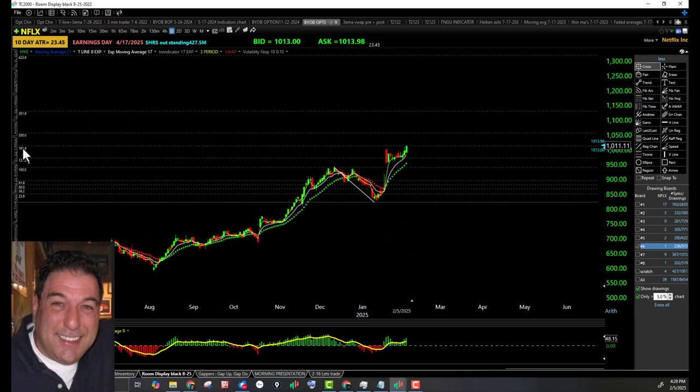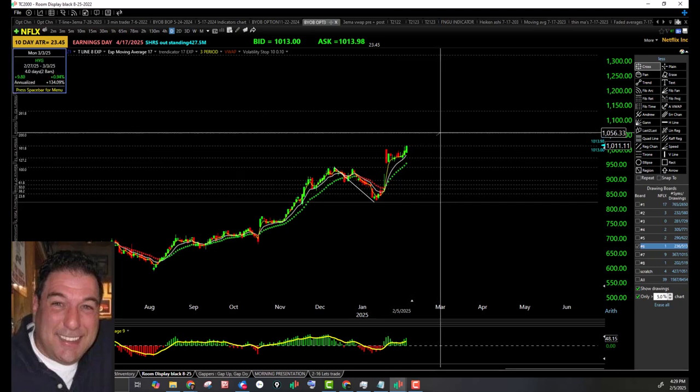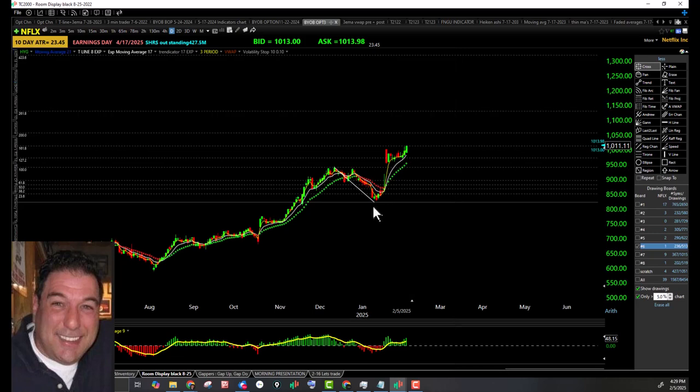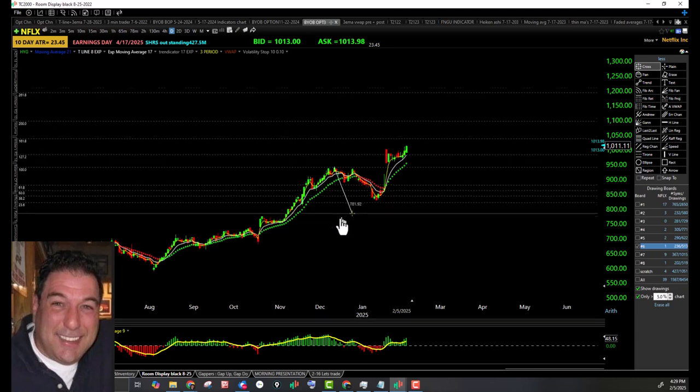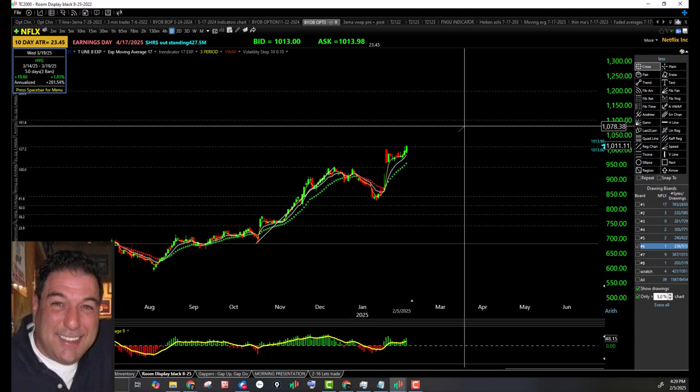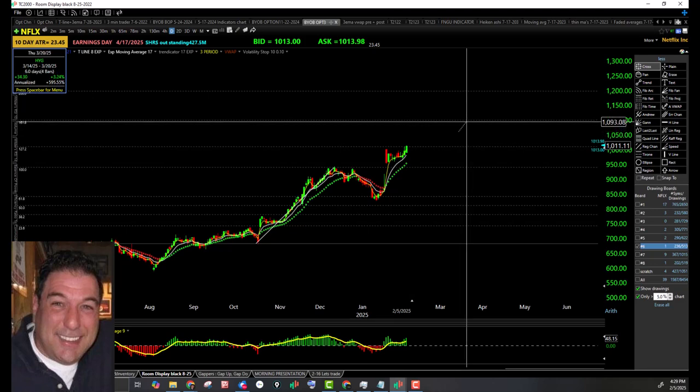So you're right at the 161. The next move up is 1056. And then the one after that is 1127 up there. Try it this way. And you can see the 161 comes real close to the 1093. You see that? That comes real close to the 1093.